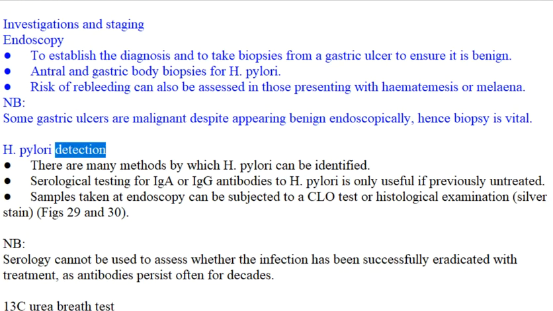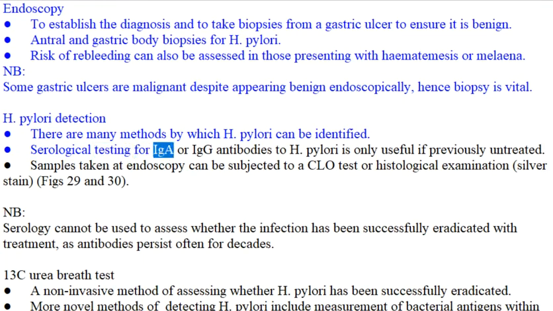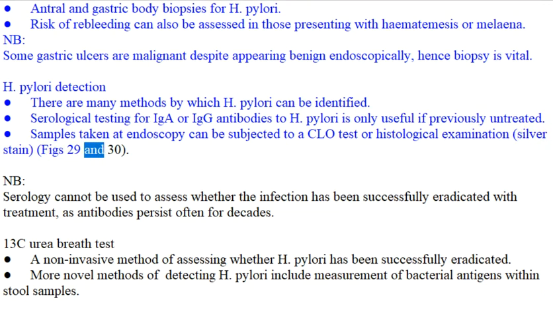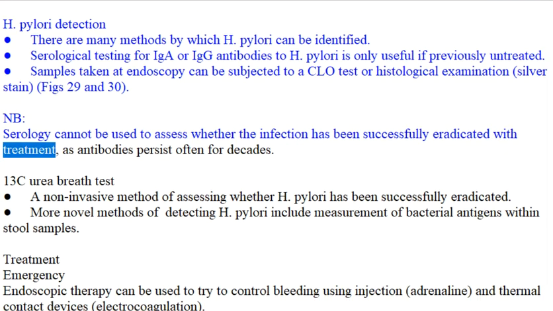H. pylori detection. There are many methods by which H. pylori can be identified. Serological testing for IgA or IgG antibodies to H. pylori is only useful if previously untreated. Samples taken at endoscopy can be subjected to a CLO test or histological examination, silver stain, Figs 29 and 30. NB: Serology cannot be used to assess whether the infection has been successfully eradicated with treatment, as antibodies persist often for decades.